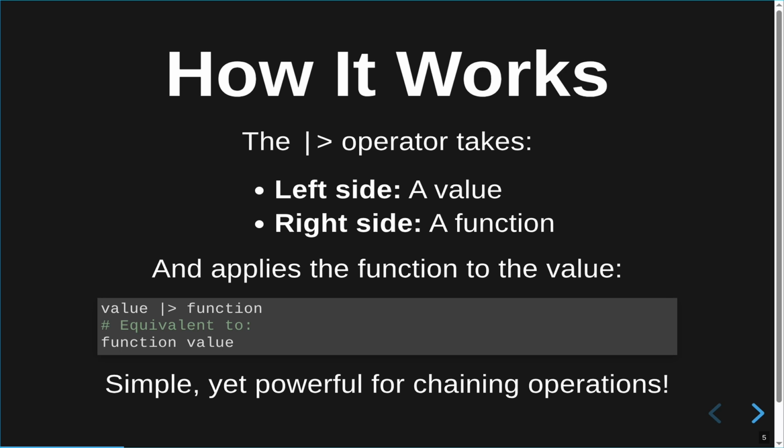So how it works, the pipe operator, the way it is implemented right now, is vertical pipe, right angle bracket. There is also a converse left pipe operator, which is left angle bracket, vertical pipe. And what that does is it just makes the thing on the right flow to the thing on the left.